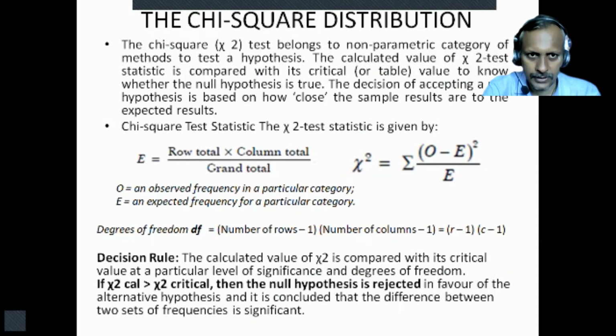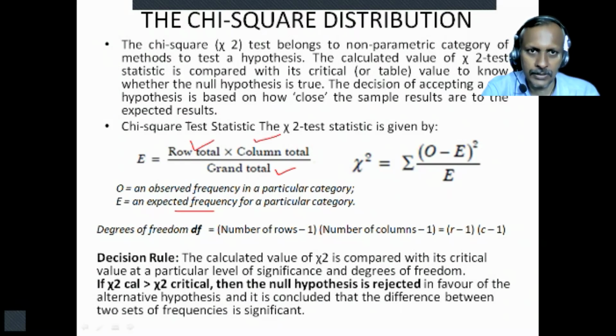So how can we calculate the expected frequency? There is a calculation formula here. The formula says: the row total into column total divided by grand total. We have to do this for individual observations. This is how we calculate the values of E.